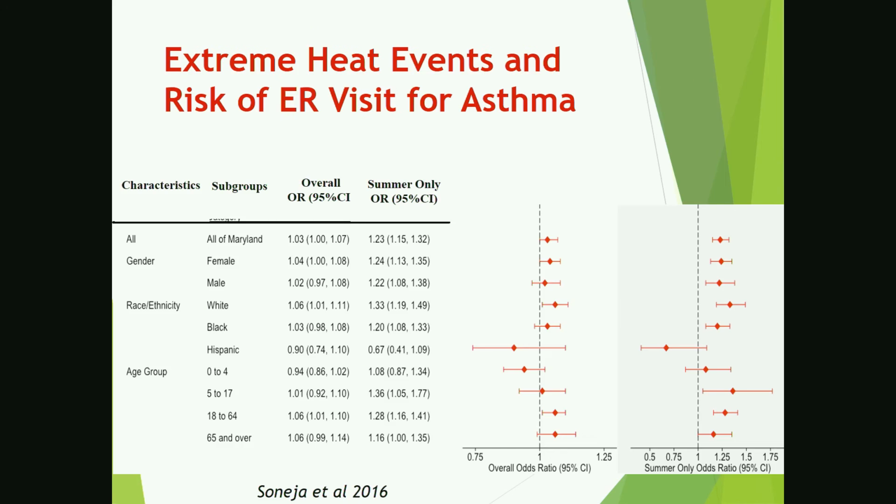Similarly using time series analysis, in this case we are actually using case crossover analysis, and we're looking at extreme heat events and asthma hospitalization for Maryland. This is for the entire year, and then this is for summertime extreme heat events. What we see is during summertime, extreme heat events contribute to a 23% increase in risk of asthma hospitalization in Maryland. And this varies by different race and ethnic subgroups.